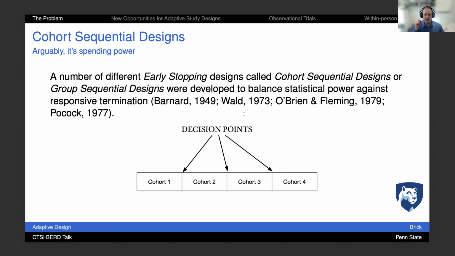And so here, now we've got only 3 decision points and then a final analysis, which means that we only have to Bonferroni correct for 4 analyses instead of for 100.